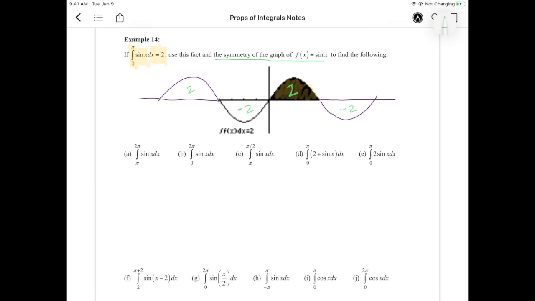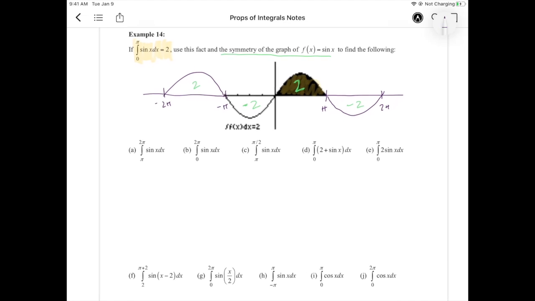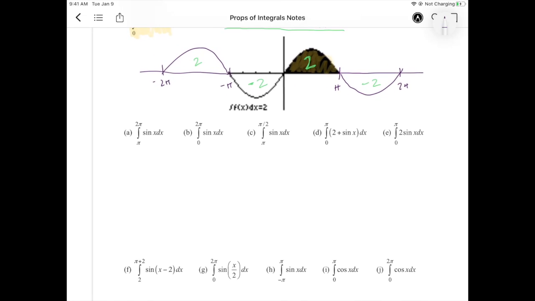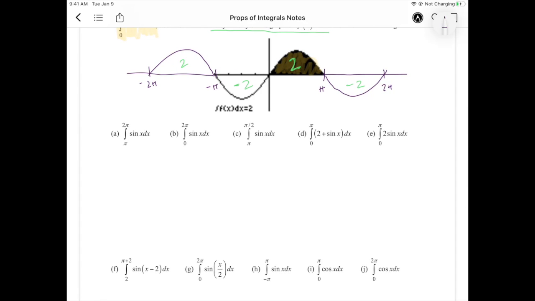And I'll add some labels to kind of help me figure this out. So I know this is pi, this is 2 pi, -pi, -2 pi. And I'll fill in more as we need. Okay, so from pi to 2 pi, here's this definite integral from pi to 2 pi. We already found that. That's equal to -2. Got it.